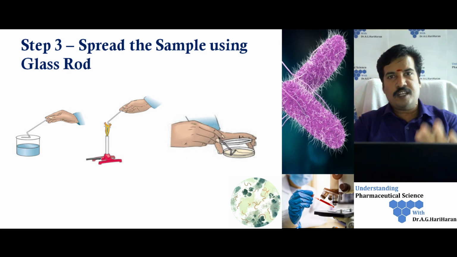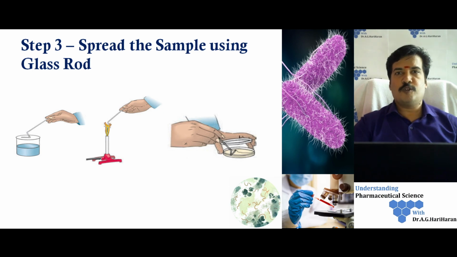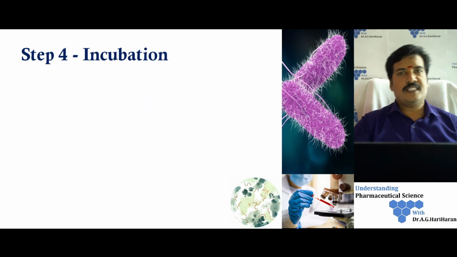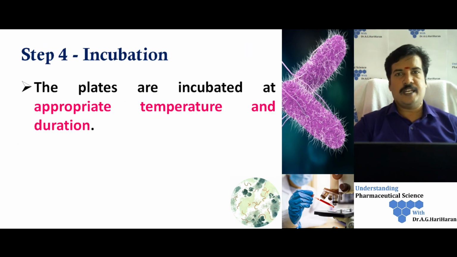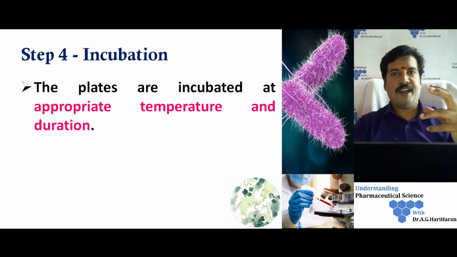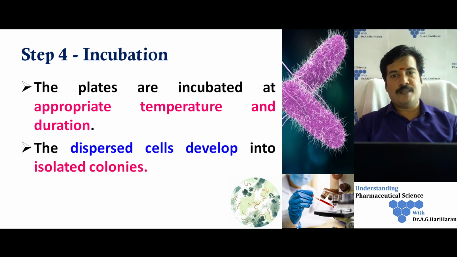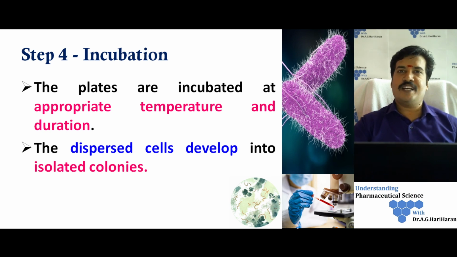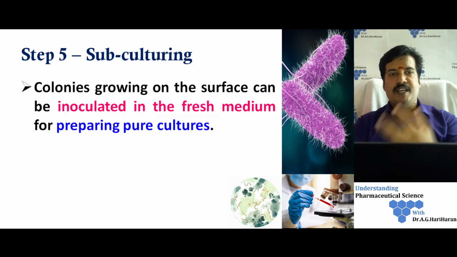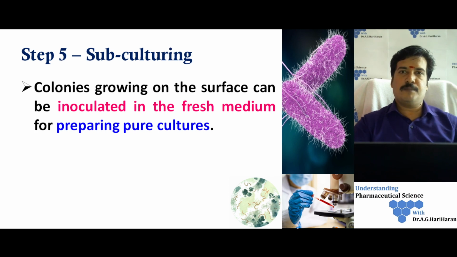Then it is kept in the same upright position for 1 to 2 hours so that the microbial cells get attached to the agar surface. Then in step 4, incubation is carried out. The plates are inverted and kept in an incubator at an appropriate temperature and duration. During this period, each individual cell will divide and form a colony. It forms a pure culture of that particular species. These colonies can be isolated and subcultured in a fresh medium, and thereby these pure cultures can be studied for further characterization.